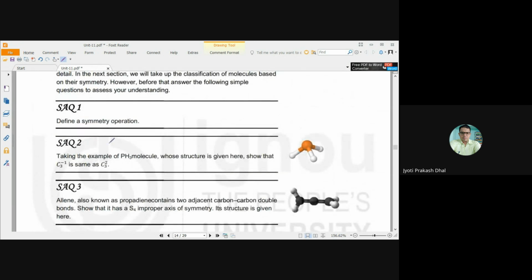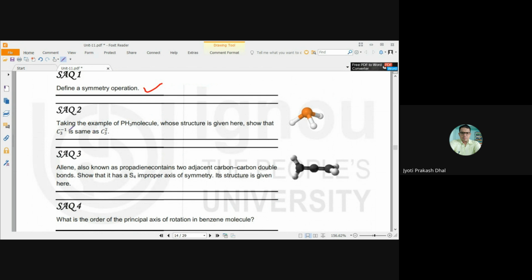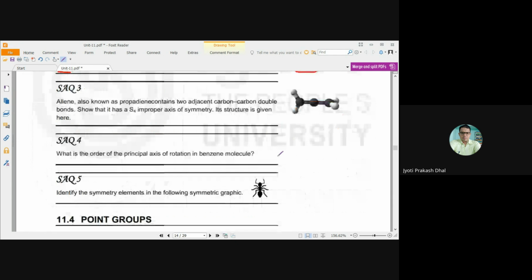So here you can see the question: define a symmetry operation. And the second one, taking the example of the PH3 molecule, exactly equivalent to the NH3 molecule, the ammonia molecule, whose structure is given below, show that C3 minus 1, C3 inverse, is the same as C3 squared. So you have to show this in the case of the PH3 molecule.